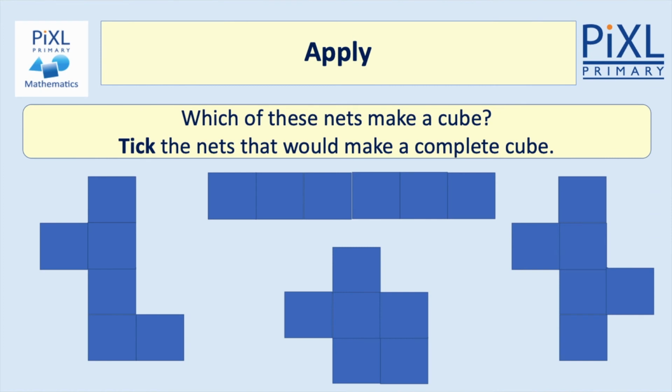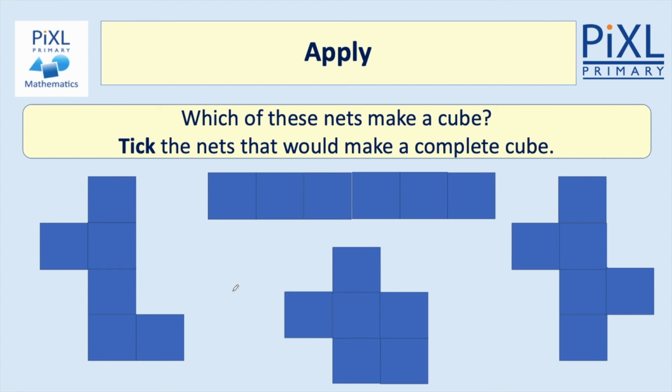Okay, so now it's your turn to have a go and think about which of these nets would make a cube. This is where you might find it really useful to use your piece of paper so that you can physically make these and see which ones would make a cube and which ones wouldn't. Pause the video here and have a go and have a think about that. How did you get on?